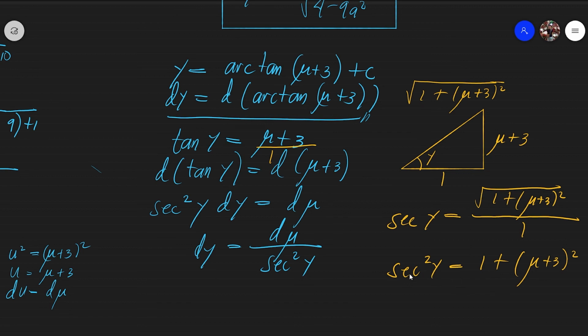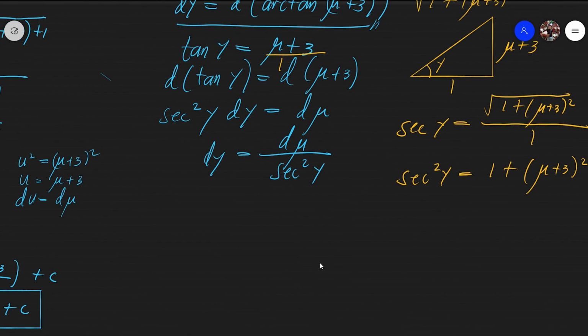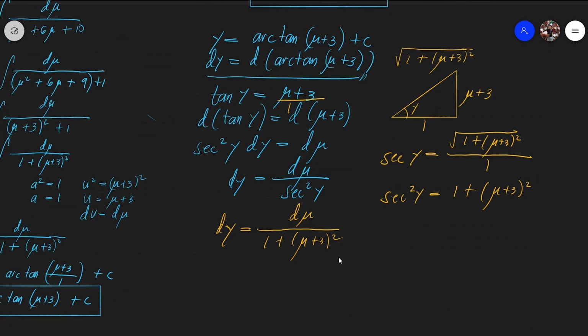You can then substitute this value to our working equation, right here. And you will arrive at dy equal to, I mean, that's not du, that's d mu all over, your secant squared y is 1 plus mu plus 3 squared. So this is the differential of our answer.